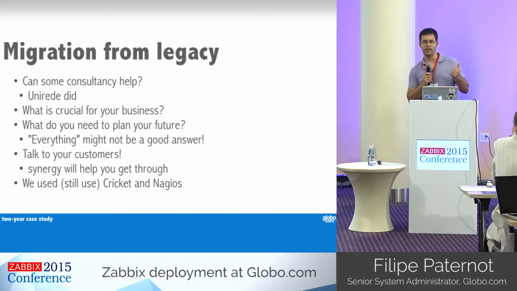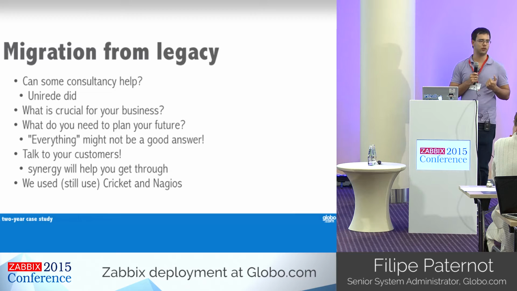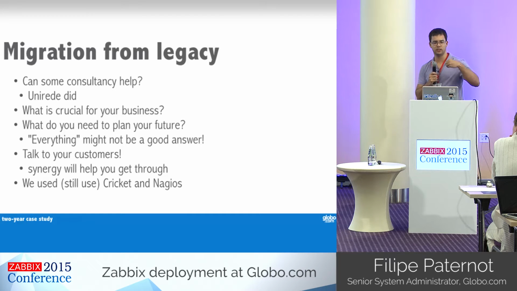Okay, we had a monitoring system working before, so we just implement the new one. How do we do that? First, if you're talking about a big environment, get some consultancy. It will definitely help you. Unihead helped us, so get there, start there. It will be faster and easier for you. You need to know what's crucial for the business. What do you need to guarantee is 100% working? What delivers value for whoever is paying you?